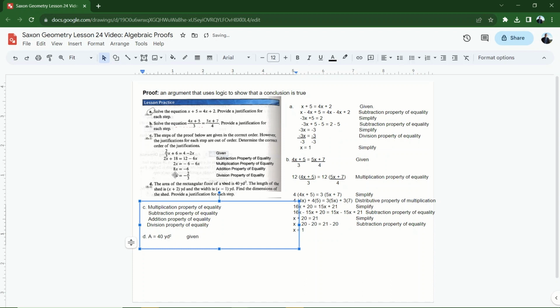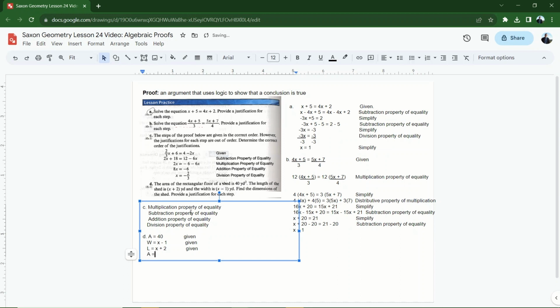The other thing I know is that width equals, let's see, x minus 1. That's a given. And length equals x plus 2. That's a given. Okay, I'm going to take out my unit labels for now because they're not really important yet, but I could put unit labels on all of this stuff. Okay, next, I need to calculate the dimensions of the shed, the width and the length.